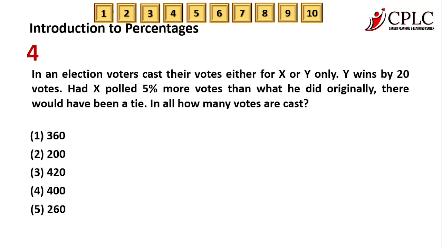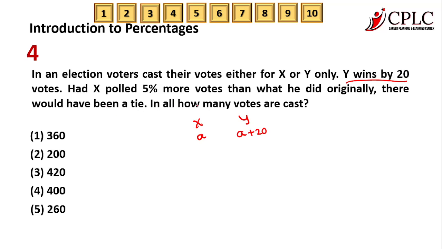Now, again, what you can do is assume some values for both X and Y, and they are saying that Y wins by 20 votes. So this simply means that whatever number of votes X is getting, Y is getting 20 more than that, for example. So let's assume X is getting A number of votes. So Y will get A plus 20 because he is winning by 20 votes.